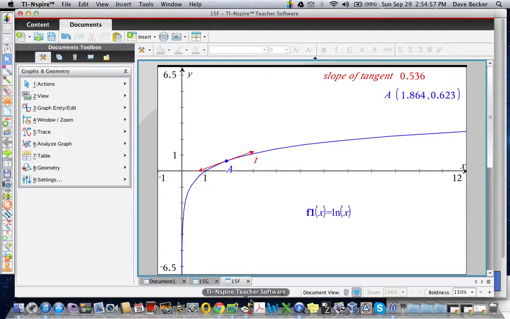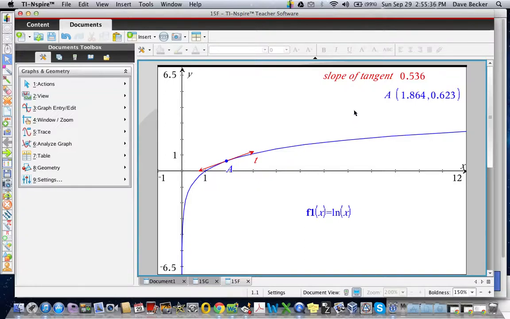So I have graphed for you the logarithmic function, natural log of x. F of x equals natural log of x. It's big blue. There it is right there. I have constructed a tangent line, t, in red there. And the tangent line is tangent at the point A, giving us the slope of the tangent to the curve at point A, which means the slope, the gradient of the curve at this particular point is 0.536, which we can find with the derivative.